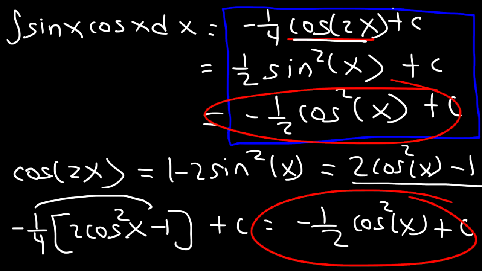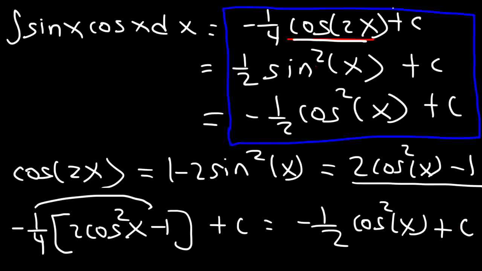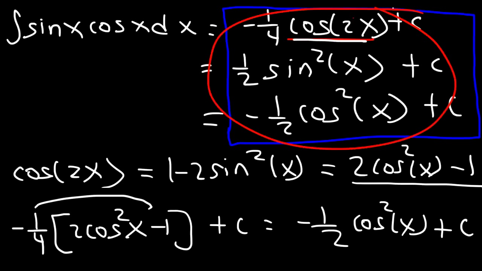So as you can see, you can write the integral of sine x cosine x in any one of these three forms, because you can convert one form into another using the double angle formulas for cosine.